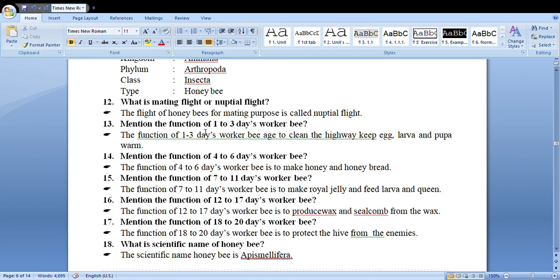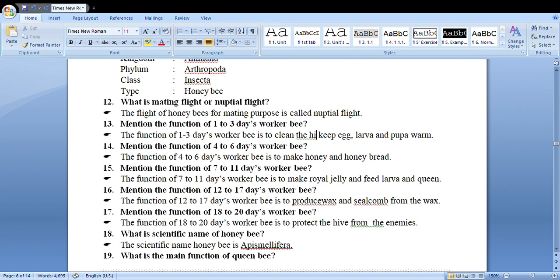Mention the function of 1 to 3 days worker bee. The function of 1 to 3 days worker bee is to clean the hive, keep egg, larva and pupa warm. So cleaning the hive and keeping egg, larva and pupa warm is the function of 1 to 3 days worker bee.